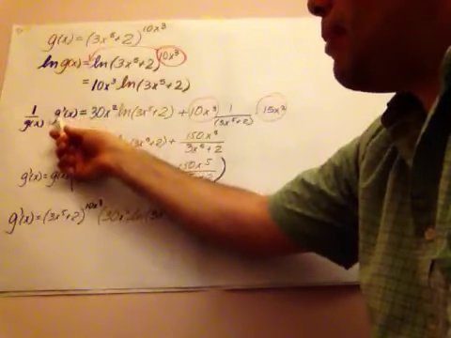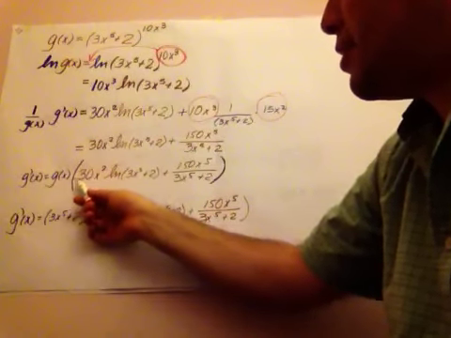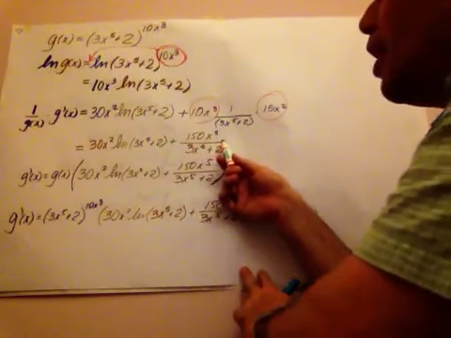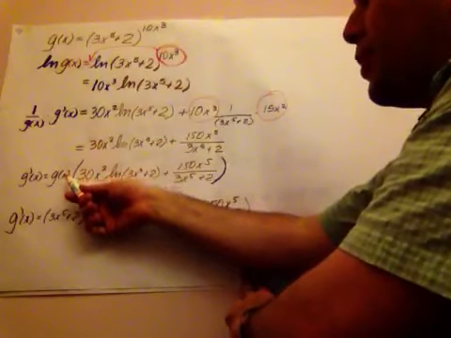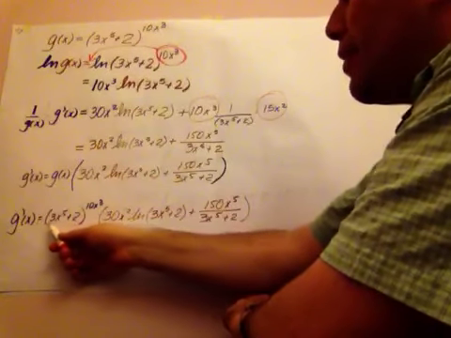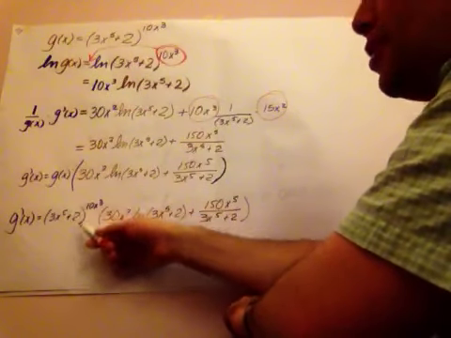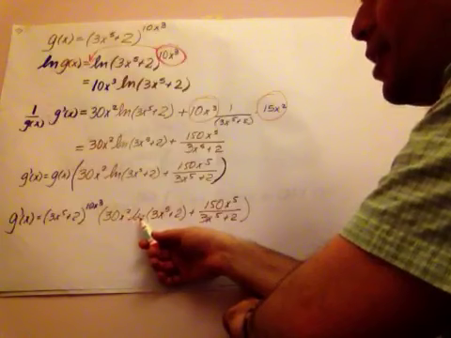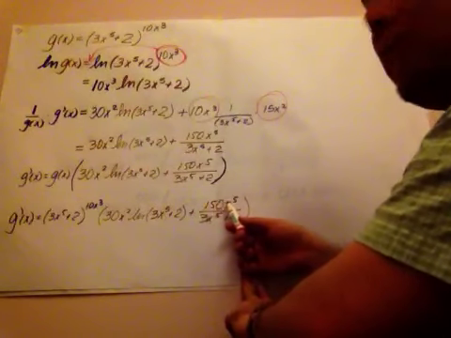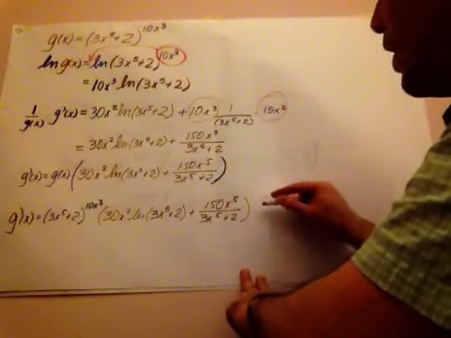But what we want is g prime by itself, so g multiplies on the other side. Here we go. It's just g of x times this sum. And instead of g of x, we of course write what g of x is. So we have g prime of x is the quantity 3x to the fifth plus 2, to the power of 10x cubed, times 30x squared natural logarithm of 3x to the fifth plus 2 plus 150x to the fifth over 3x to the fifth plus 2. And that's our answer.